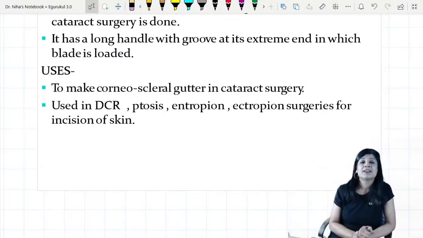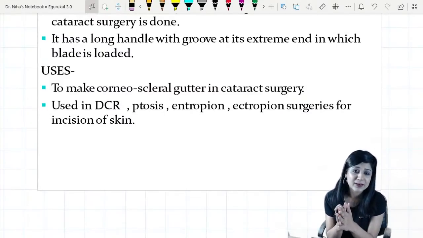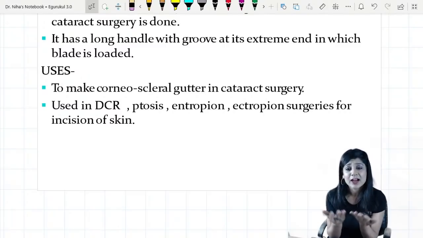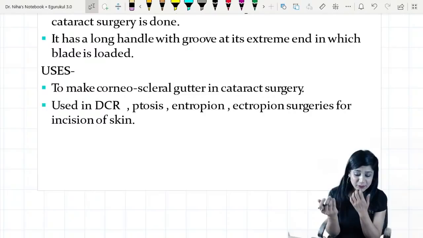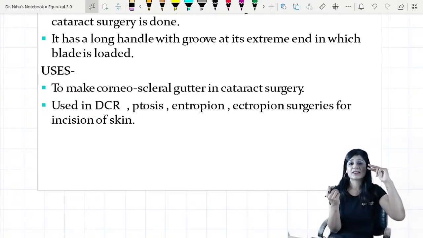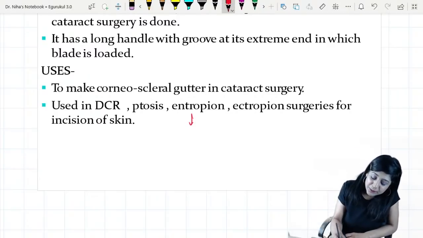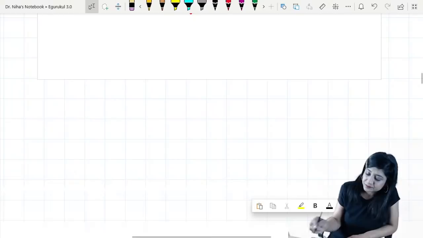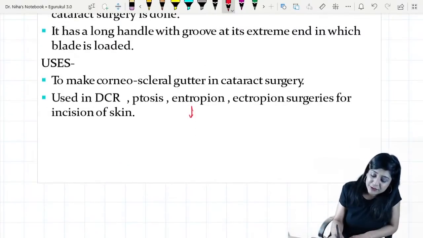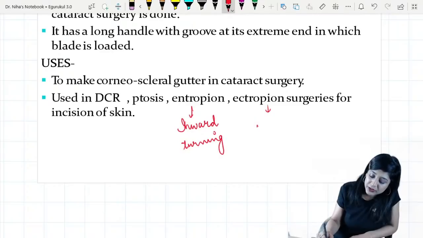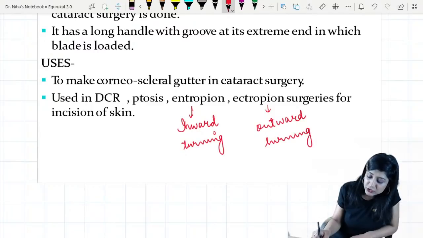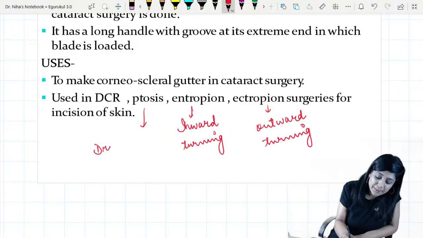You have to use this scalpel and the blade in almost all the surgeries wherever we are doing the cutting. It can be the entropion surgeries. What is entropion? Entropion is the inward turning of the lid margins, or we have the outward turning of the lid margins. And what is ptosis? Ptosis is the drooping of the upper lid there also.